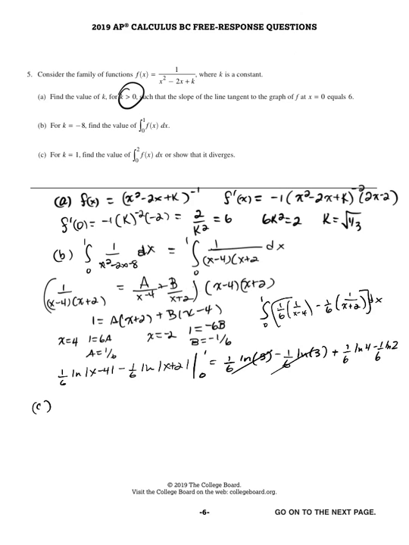Okay, for part C, I want to find the value of the integral from 0 to 2 or show that it diverges. Okay, k is going to be equal to 1. So when I make k equal to 1, my integrand is 1 over x squared minus 2x plus 1. Well, when I factor that, that factors into the square of x minus 1.